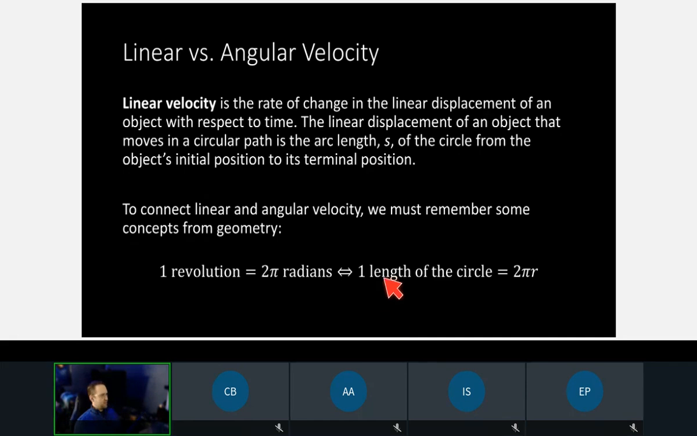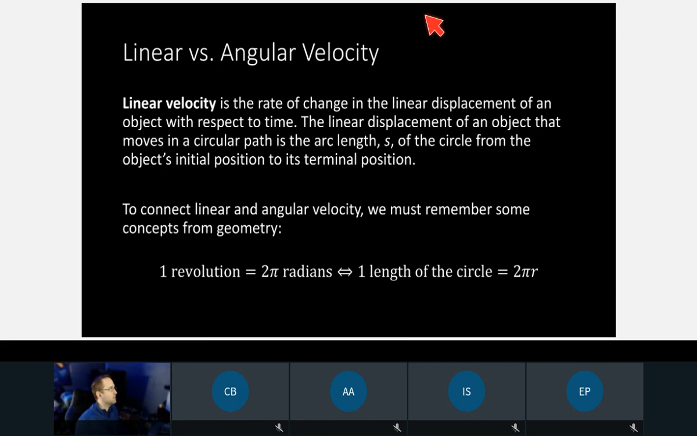All right. To connect linear and angular velocity, we must remember some concepts from geometry. In your circle, one full revolution, in degrees or radians, is 2 pi. So one revolution is 2 pi. We all know this. We've used this concept before. All right. So looking at 2 pi r, what is this formula? What is 2 pi r from geometry? Circumference, yes.